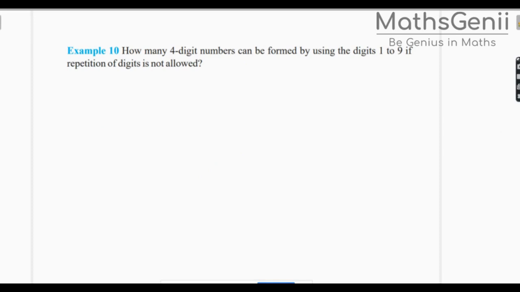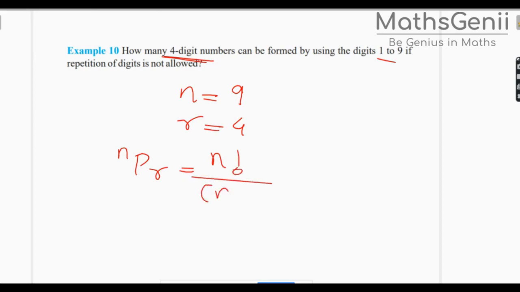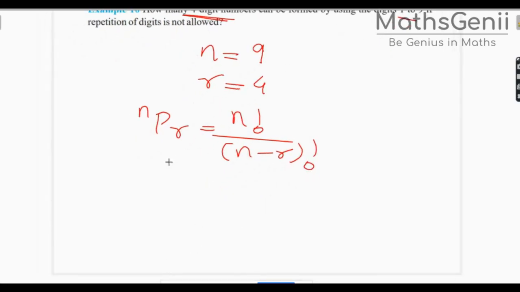How many four digit numbers can be formed by using 1 to 9 if the repetition is not allowed? Repetition is not allowed, so I can use the direct formula. How many total digits do I have? 9 digits. So what is my n? n is 9. How many digits do we form? 4 digits. So r is 4. So what is my formula? nPr is equal to n factorial upon (n minus r) factorial. In this case, n is 9 and r is 4.